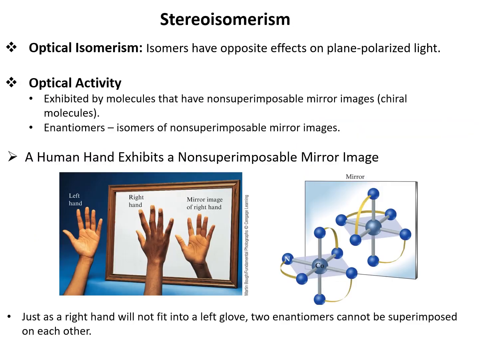Then let us move on to stereoisomerism. Under stereoisomerism, you have optical isomerism. Isomers have opposite effects on plane polarized light. The ability of a substance to rotate plane polarized light is called optical activity. Generally, molecules that have non-superimposable mirror images, if I say non-superimposable mirror images, it refers to chiral molecules.